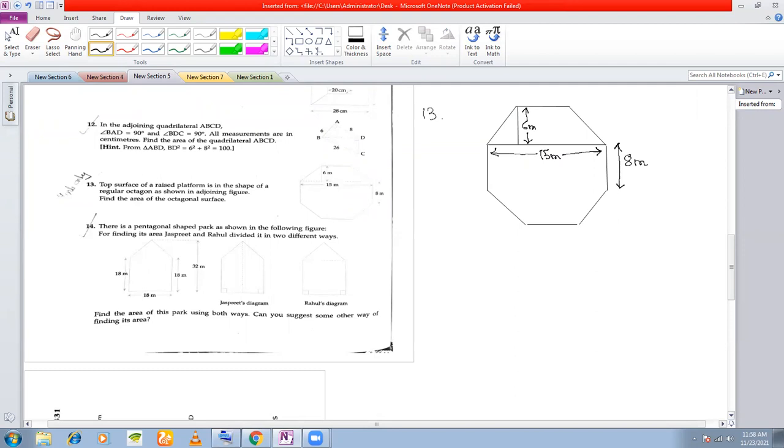Top surface of a raised platform is in the shape of a regular octagon. Raised platform means something like a stage. A stage is in the form of a regular octagon. Find the area of the octagonal surface. Octagonal surface means this shape of the figure. Okay, this shape on which people stand on the stage. What is the area of the platform? Okay. So what should be the area of this platform?